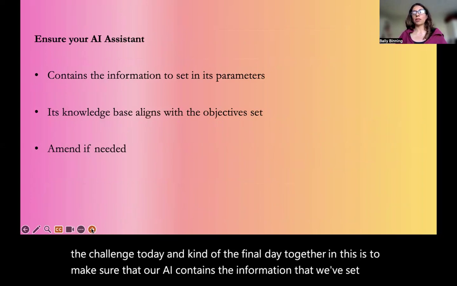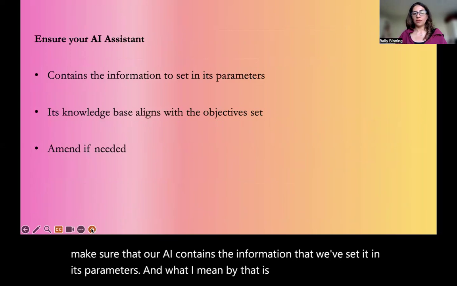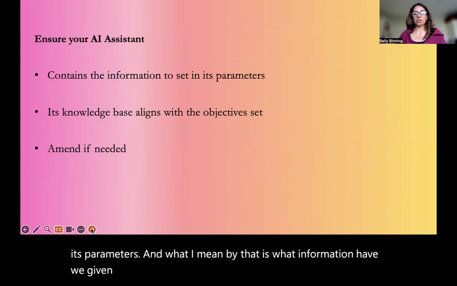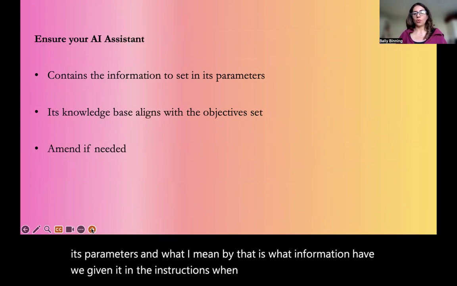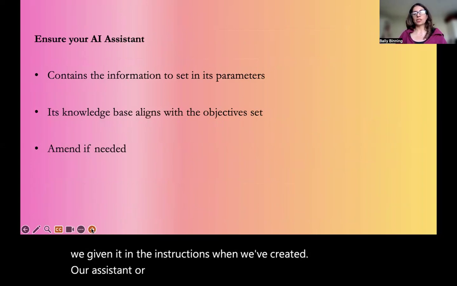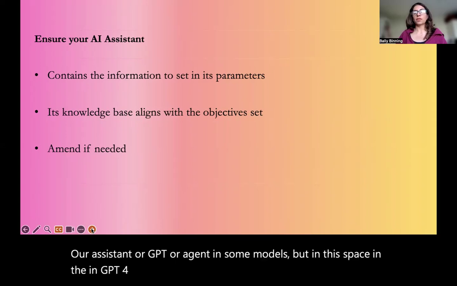And what I mean by that is, what information have we given it in the instructions when we've created our assistant or GPT or agent in some models, but in this space, in GPT-4, in the paid version, we want to be able to create these assistants.